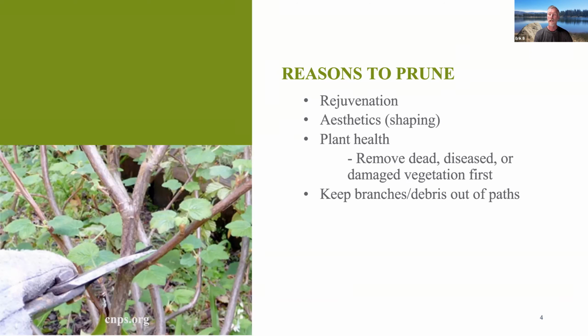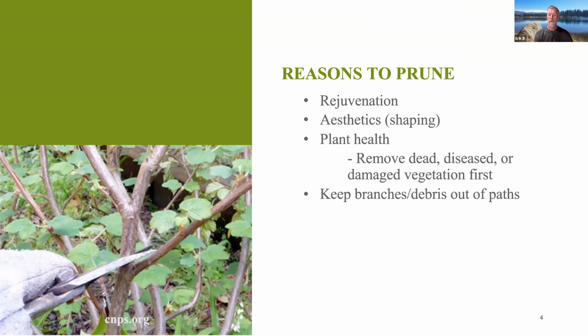Plant health: remove dead, diseased, damaged vegetation first. So in the case of a tree, and most woody shrubs, you talk about the 4 Ds. Some people say 3. Now I'm hearing 4. Dead, damaged, diseased, and deranged.